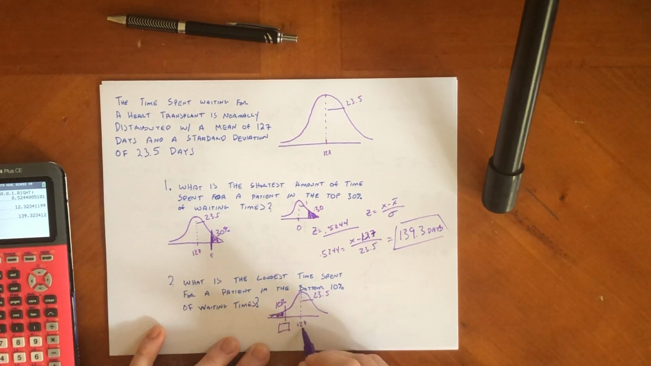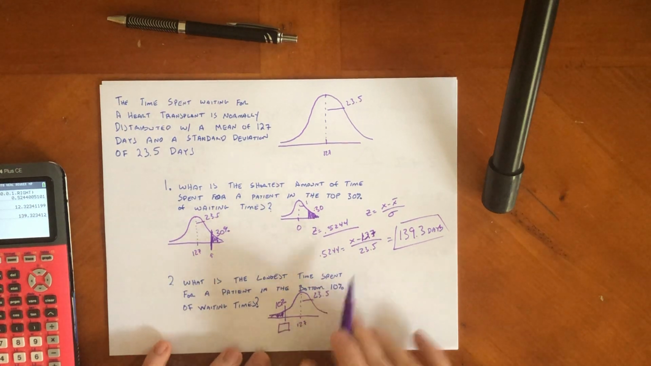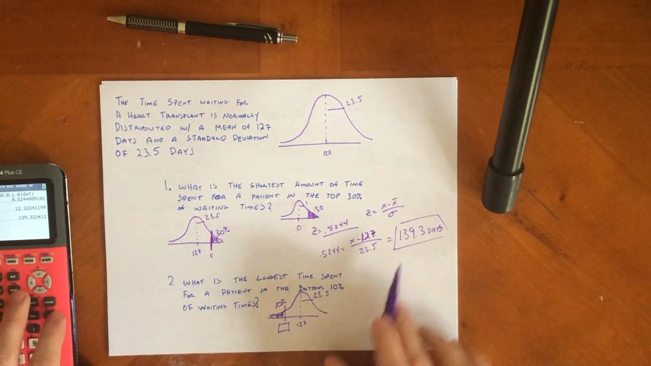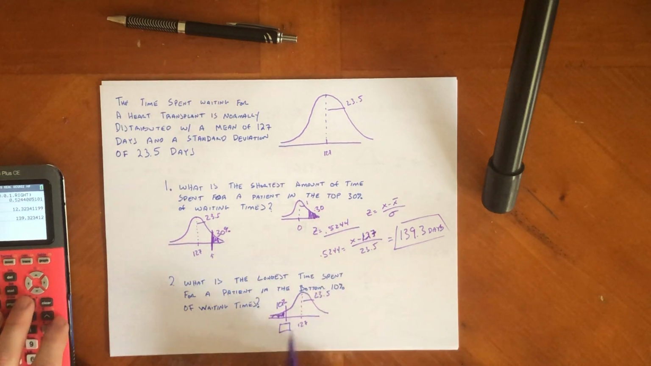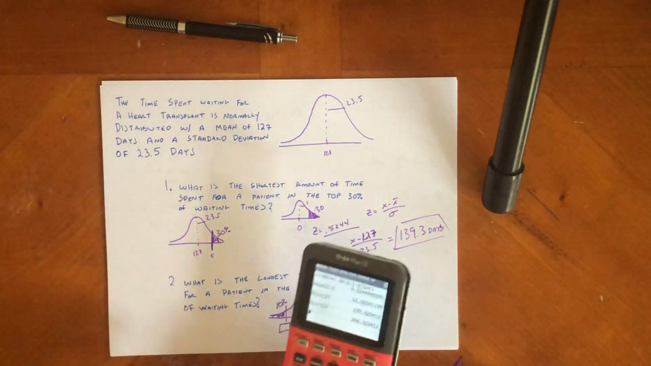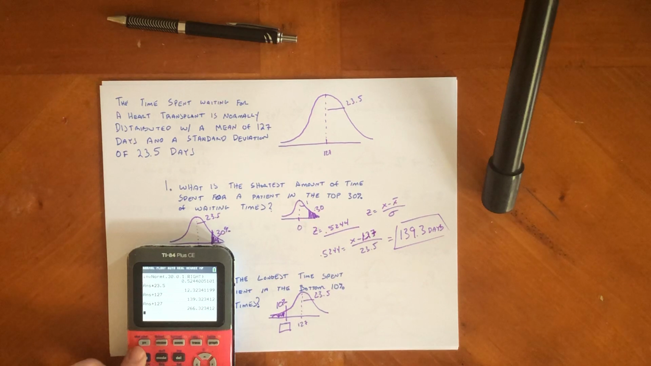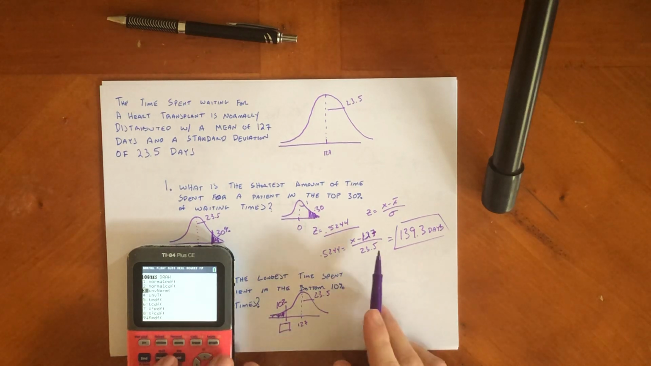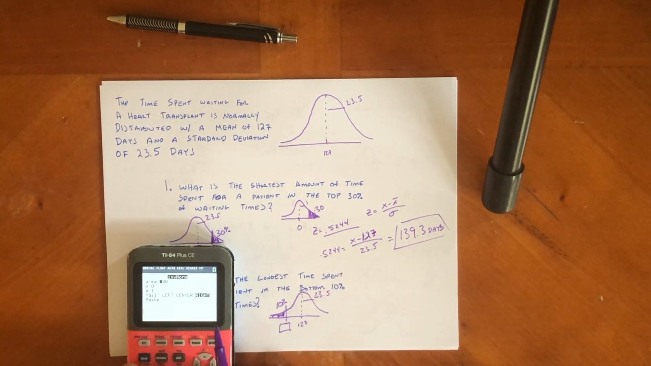So notice this number is not 0, so I can't use my z-score formula. I have to kind of find my z-score first, and then work backwards like I did up here. This is the exact same problem, but with a different area under the curve. So I'll show you how to do it with the calculator. Go second distribution. If you want to, you can set up exactly how we did here, where you go invert norm. We want the bottom 10%.